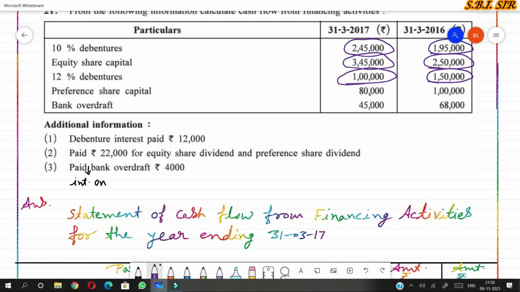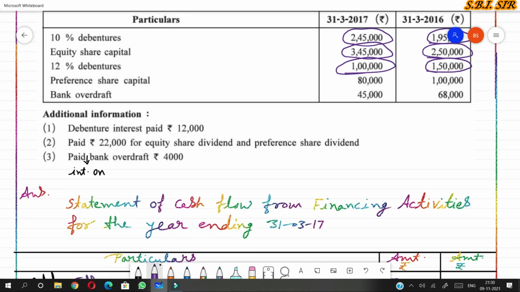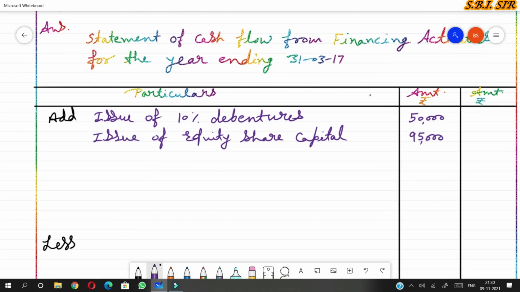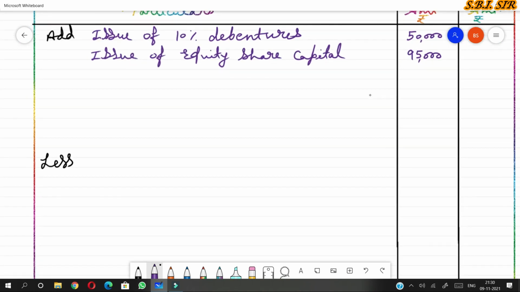Then next, 12% debentures, opening balance is 1,50,000 and closing balance is 1 lakh. Means debentures are redeemed, and due to redeem the cash flow decreases, so we will deduct this value, redemption of 12% debentures. Difference amount 1,50,000 minus 1 lakh will be 50,000.